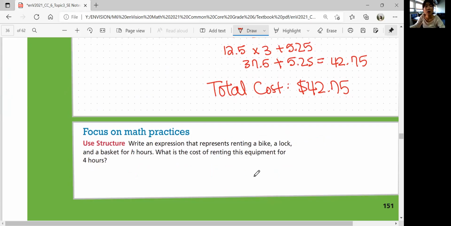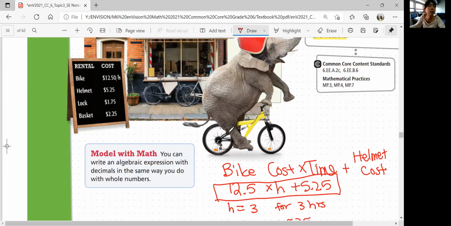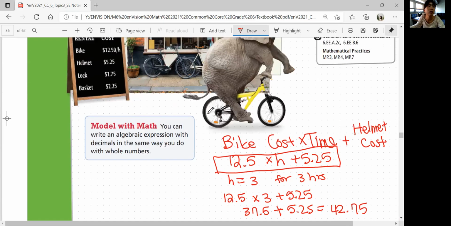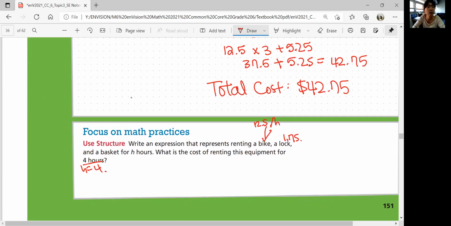Okay? Write an expression that represents renting a bike, a lock, and a basket for 8 hours. What is the cost of renting this equipment for 4 hours? Now H is 4. What are we doing? The bike is 12.5 per hour. A lock is how much? 1.75, a one-time fee. And a basket is $2.25.